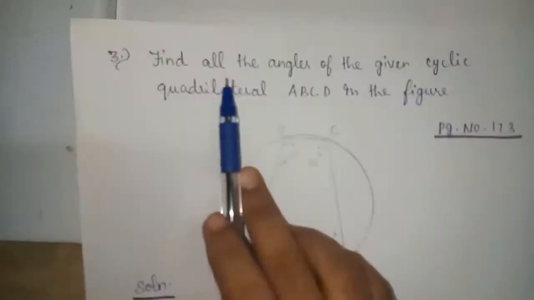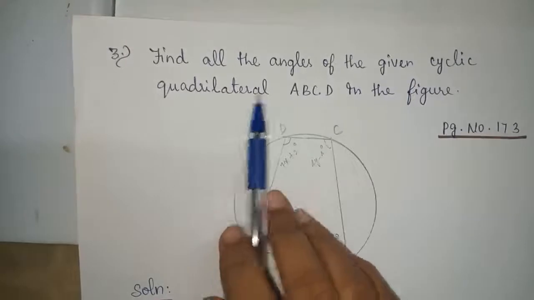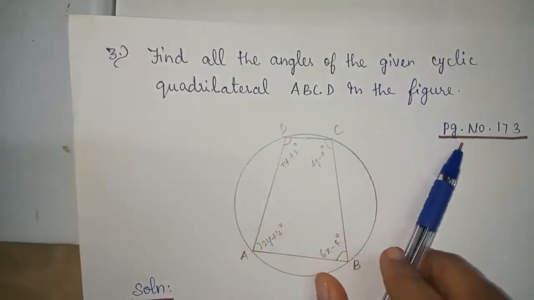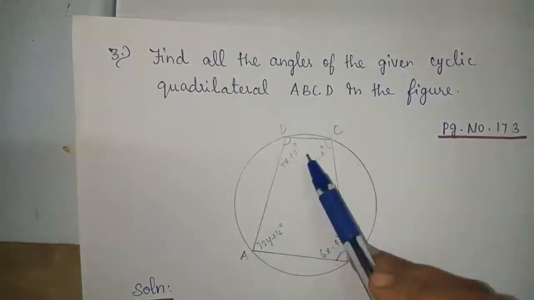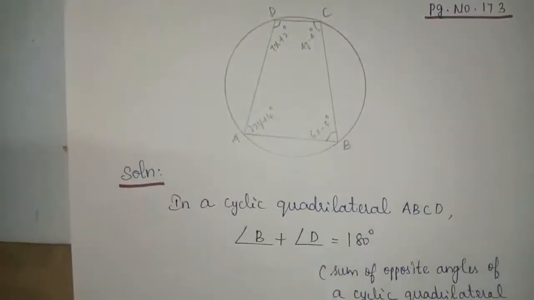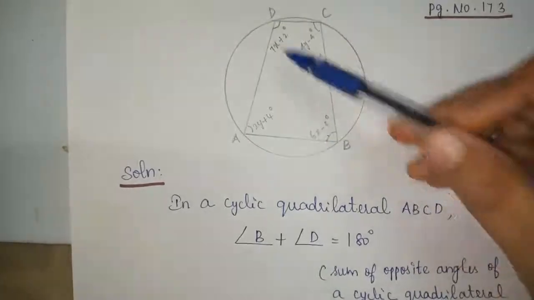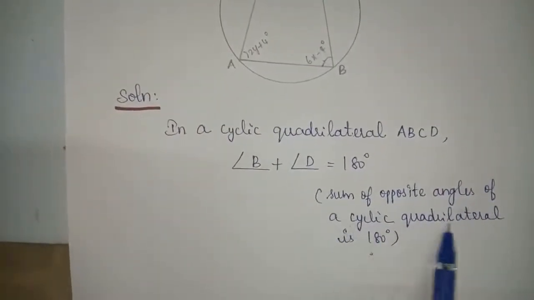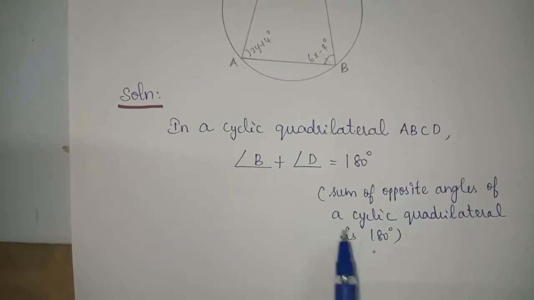Problem number 3. Find all the angles of the given cyclic quadrilateral ABCD in the figure. The problem belongs to page number 173. So this is the given cyclic quadrilateral. Solution: in a cyclic quadrilateral ABCD, angle B plus angle D is equal to 180 degrees, because the sum of the opposite angles of a cyclic quadrilateral is 180 degrees.